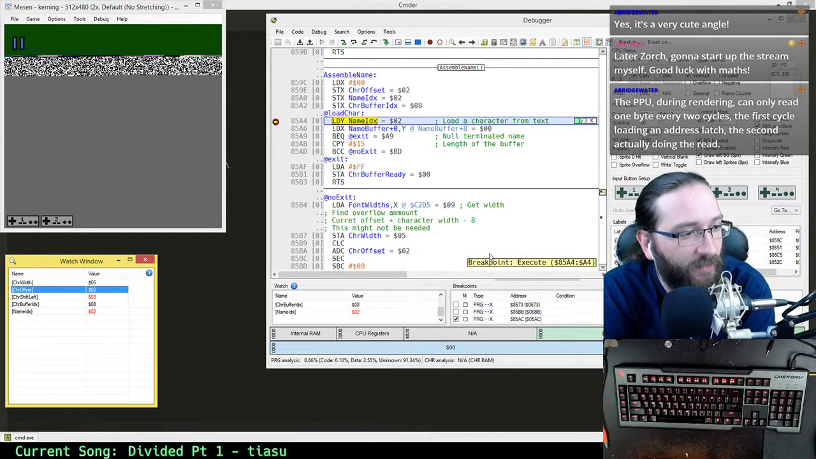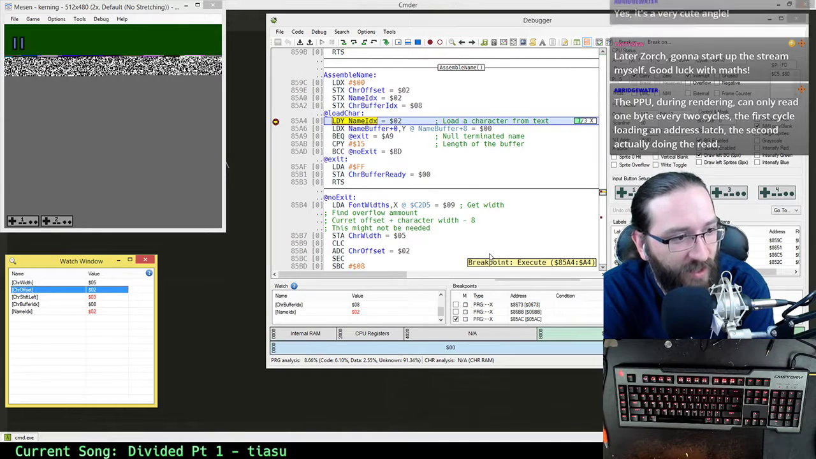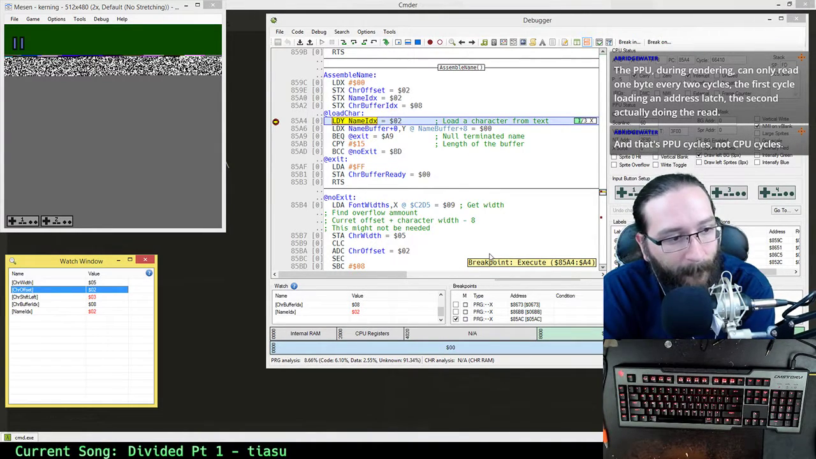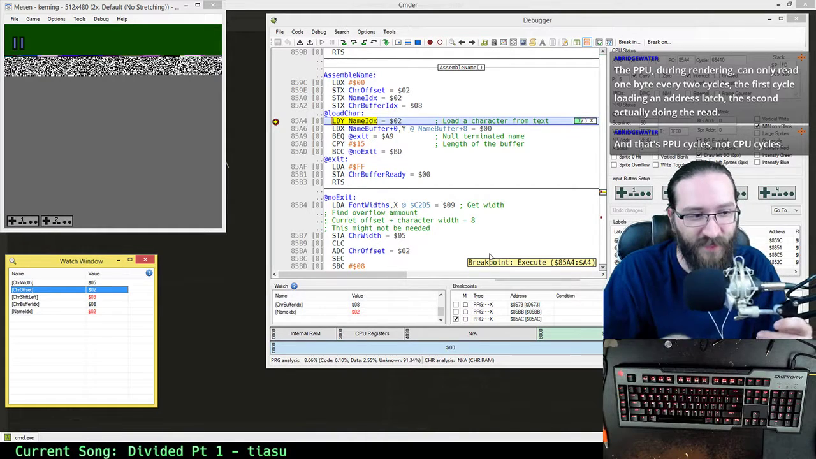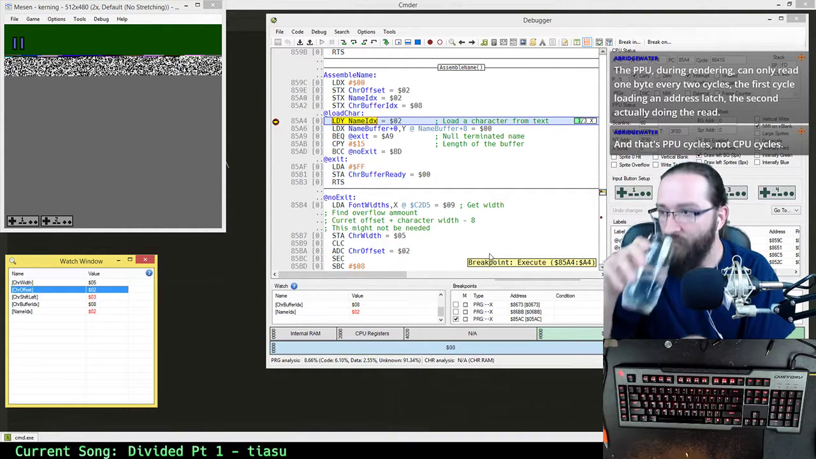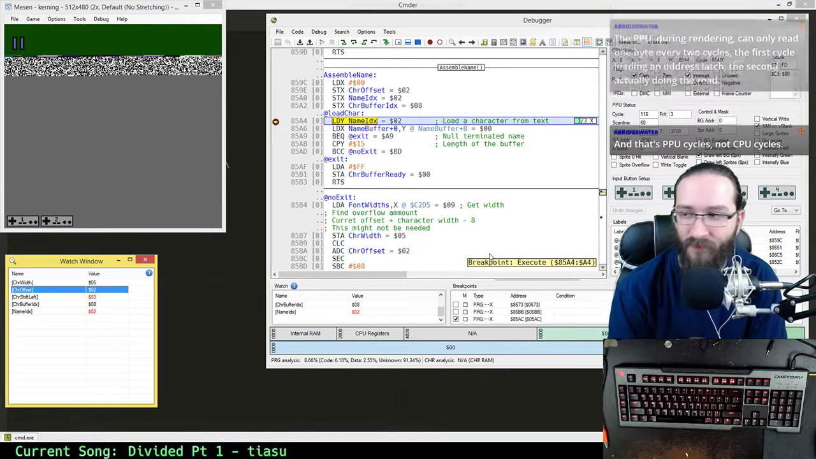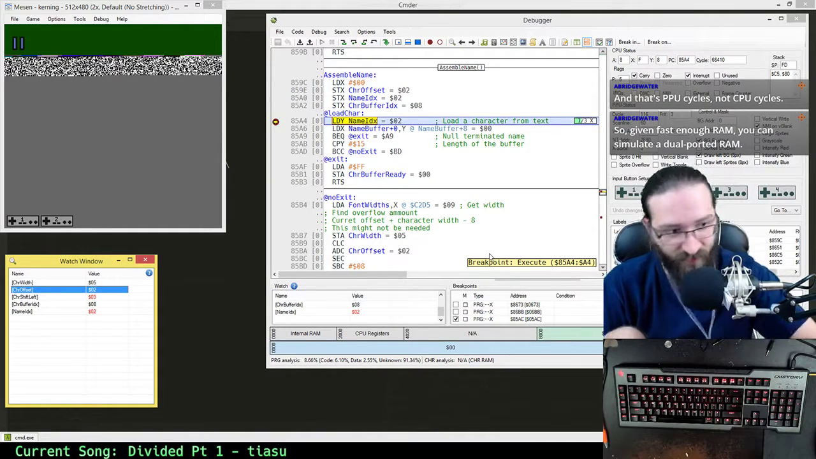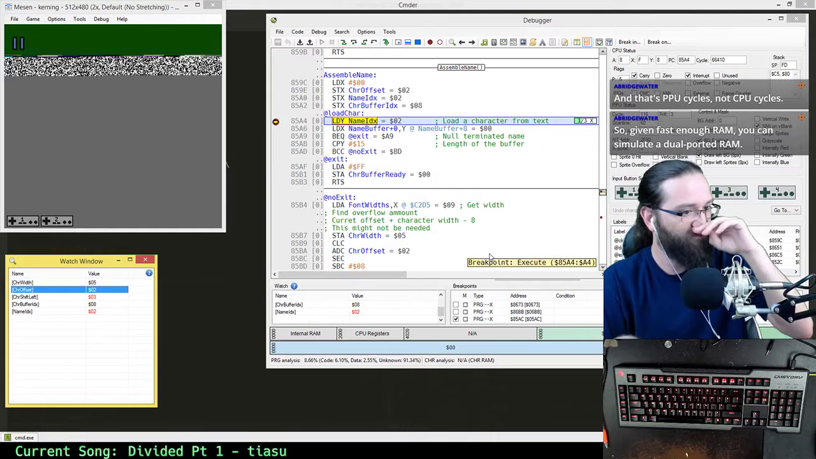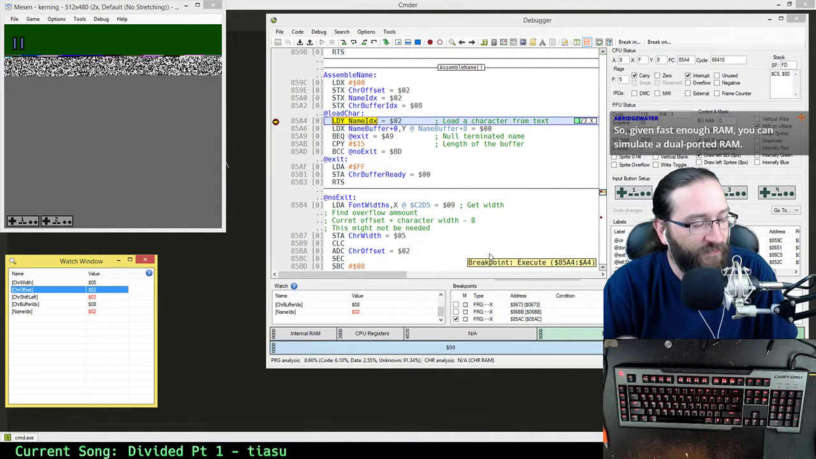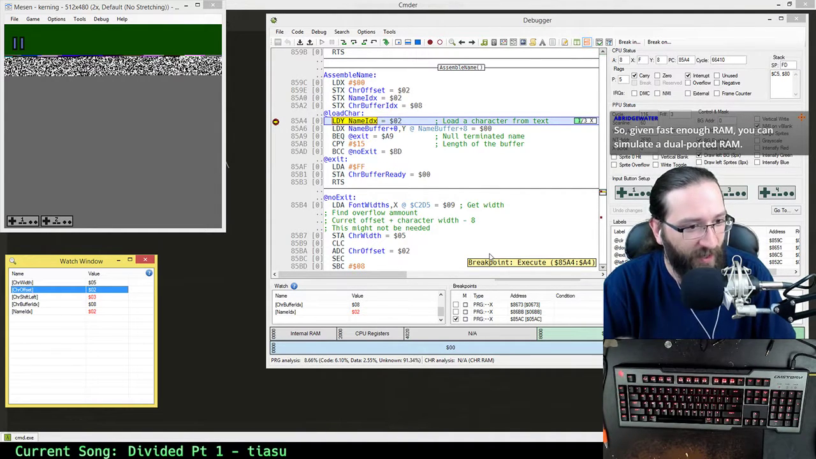The PPU during rendering can only read 1 byte every 2 cycles. The first cycle loading an address latch, the second actually doing the read. Okay. And it's PPU cycles, not CPU cycles. Right, because doesn't the PPU operate 3 times faster than the CPU, if I'm remembering correctly? So if you had a really tight loop that just wrote to the PPU, or not even a loop, just straight repeated writes, it would change every 3rd byte or whatever. So, given fast enough RAM, you can simulate a dual-ported RAM. I don't know what that means.